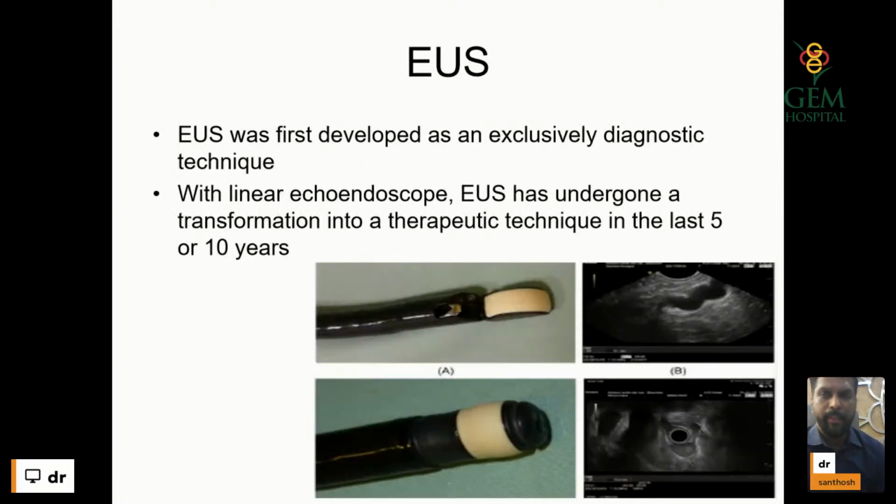Coming to EUS, it was started in the early 80s, first developed as a modality for diagnosis. In the image, the upper one is a linear echo endoscope and the lower one is a radial endoscope. The radial endoscope has only diagnostic ability, whereas with the linear one, which has a therapeutic channel, we can do therapeutic interventions. Within the last 10 to 15 years, EUS has transformed from a diagnostic modality to a therapeutic modality.